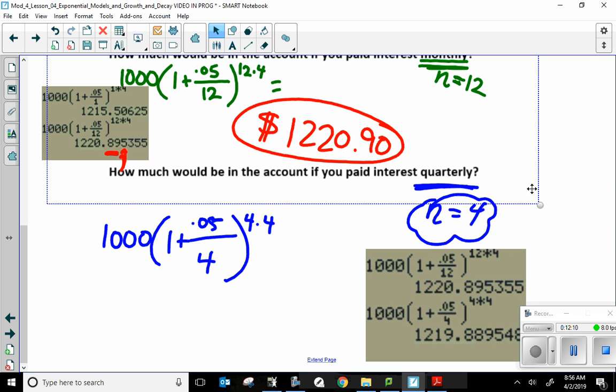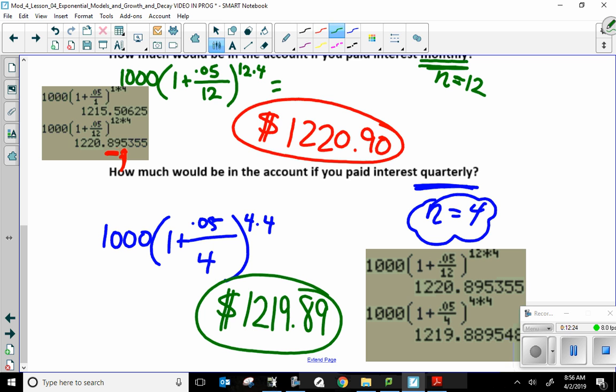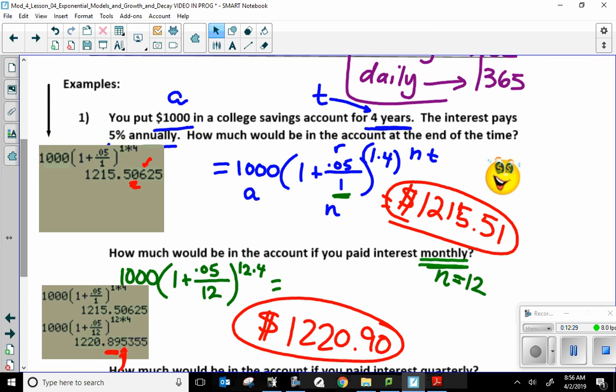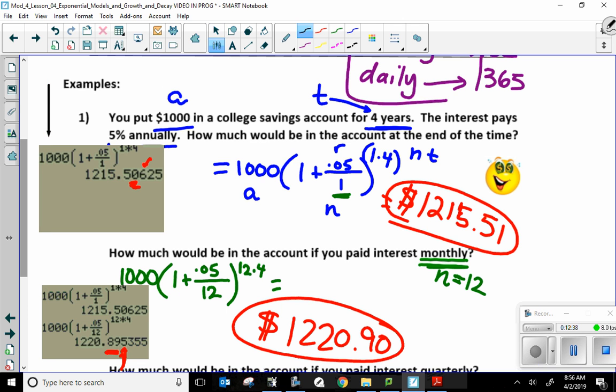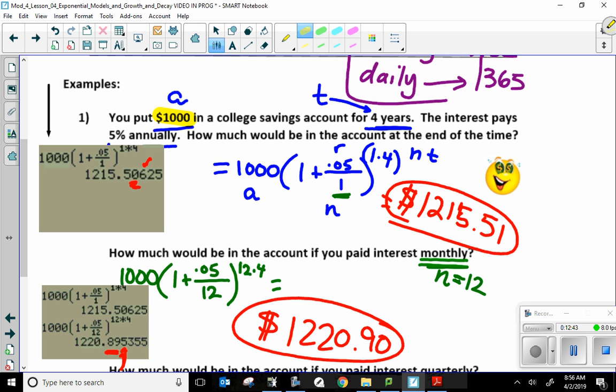Okay? So let's compare these values. I get $1,219.89. Now, all things being considered equal, meaning I put in my $1,000 right there. This board is just terrible. Highlighter, highlighter. Here, I put in my $1,000 every time. It's in there for 4 years every time. I don't touch it. I get 5% every single time.